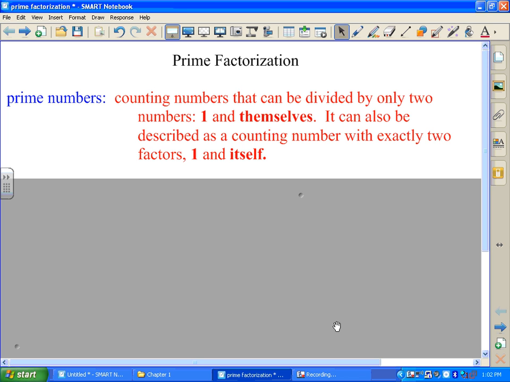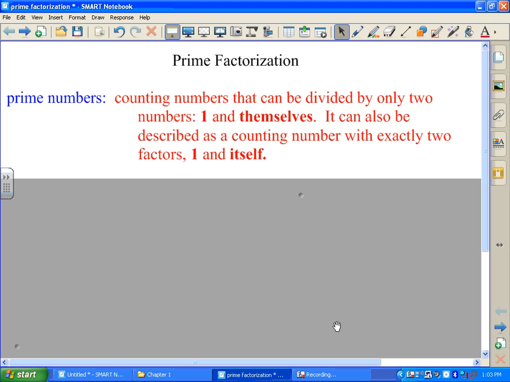Now, the definition of a prime number: counting numbers that can be divided by only two numbers, one and themselves. It can also be described as a counting number with exactly two factors, one and itself. So when you're talking about a prime number, it is only divisible by one and itself. Okay. So with our divisibility rules, what we learned yesterday is that it would be a no on everything, and it's not 49, 77, or 91. So it has exactly two factors.